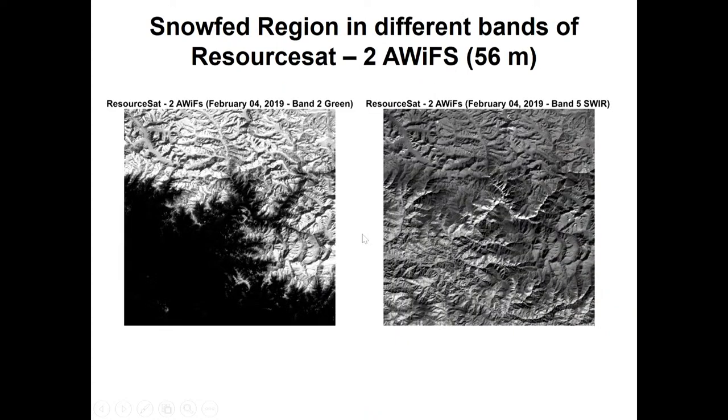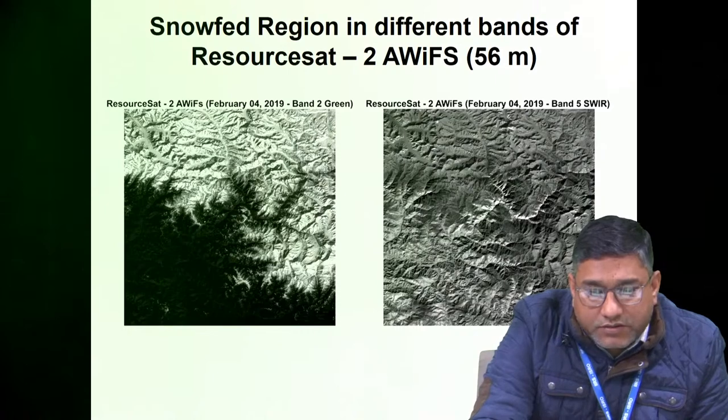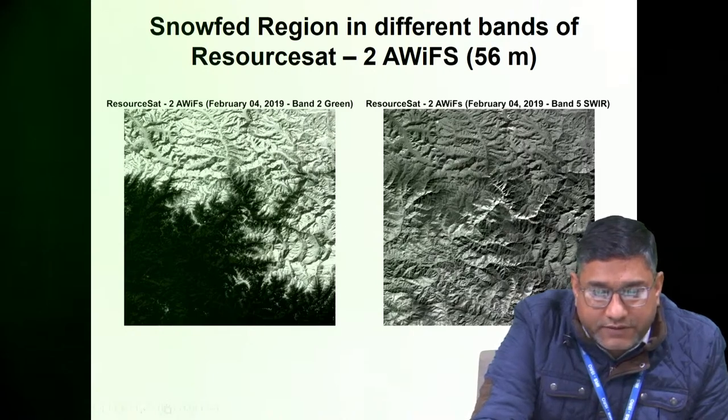So this is how the snow-fed region will appear in the AVS sensor. This is the example of band 2, which is the green band. You can see here the snow reflects highest, as we have seen earlier in the spectral response curve. So we have brighter, more brighter pixels wherever we have snow.